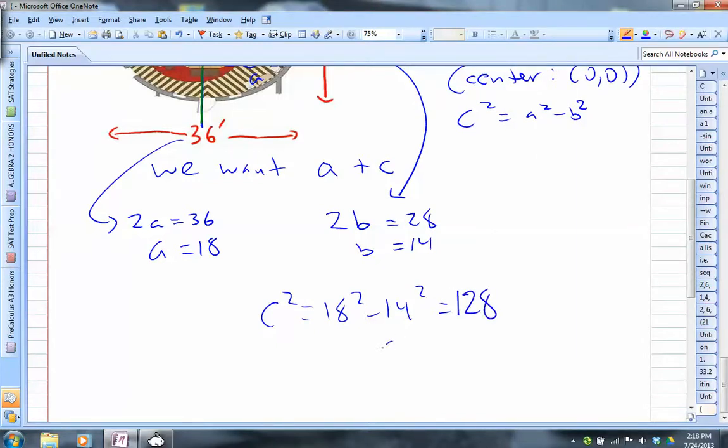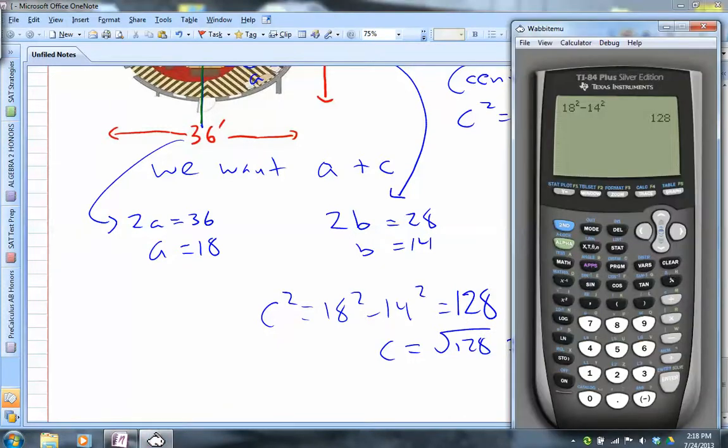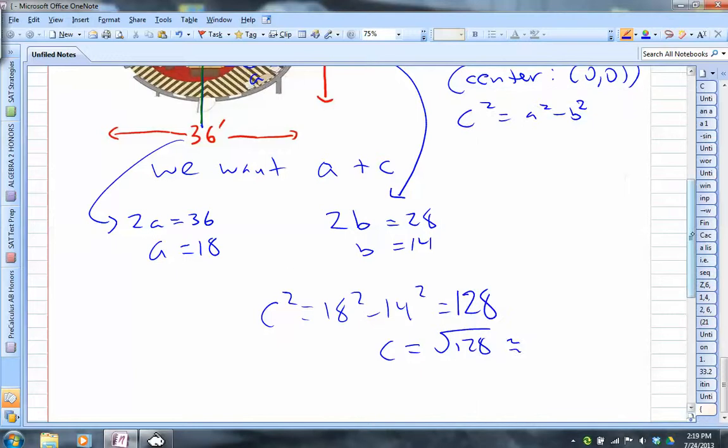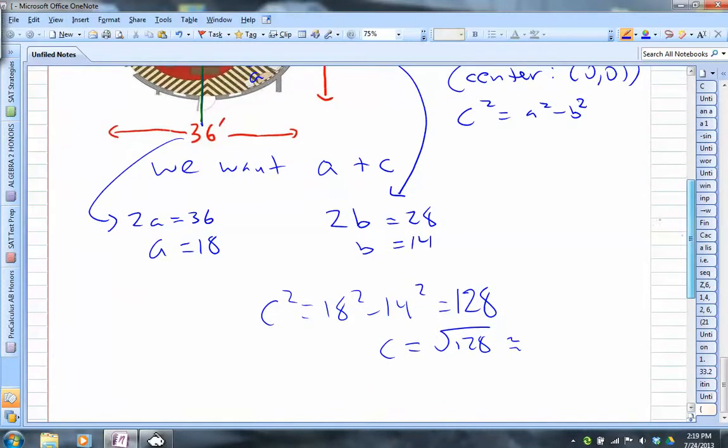So therefore, c equals the square root of 128, which will approximately be, if we were to take the square root of that, we get 11.313. And we're asked for 3 decimal places.